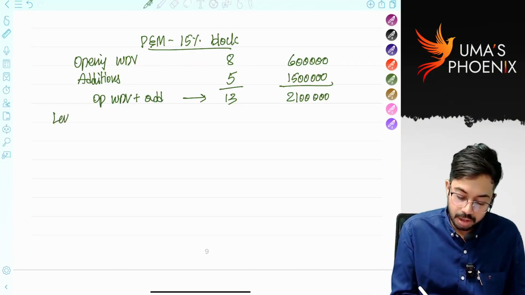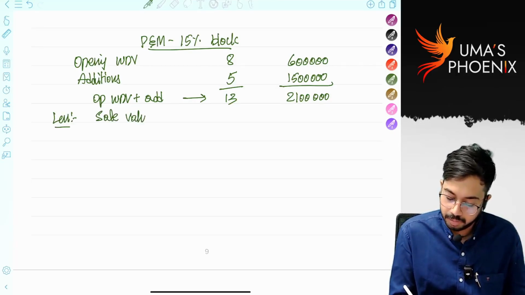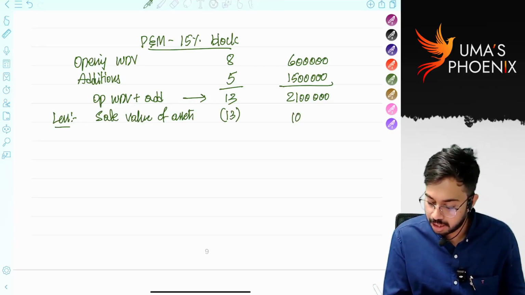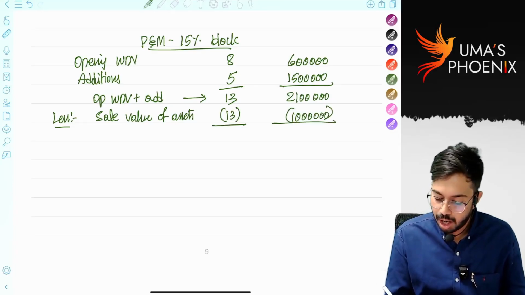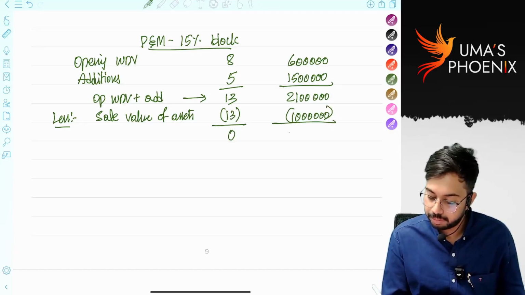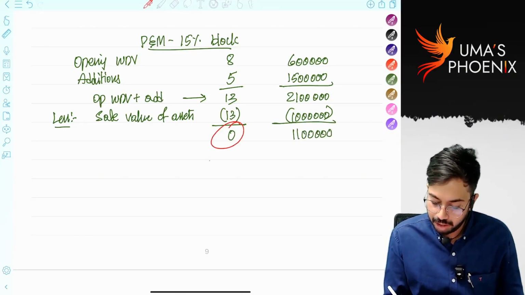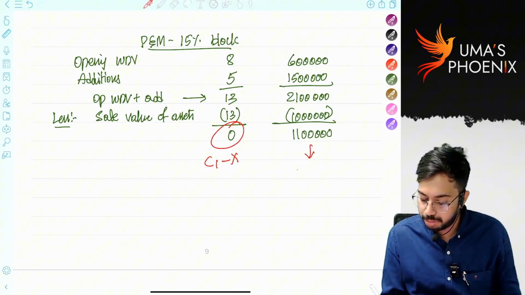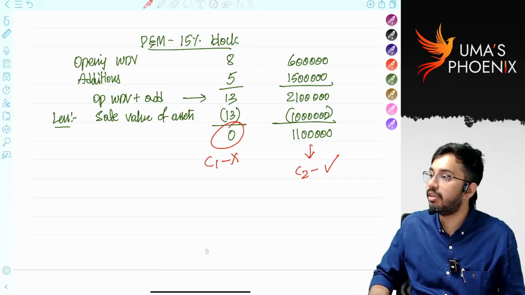Now, let's say I sold all 13 assets for 10 lakhs. Now, are there any assets in the block? Whether block is having positive value. Condition 1 not satisfied. There are no assets in the block. Condition 2 block is having positive value. Now, can we calculate depreciation?